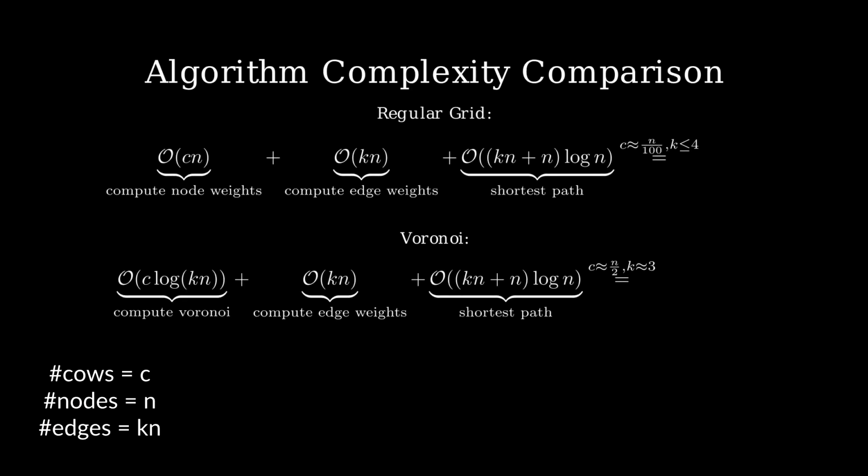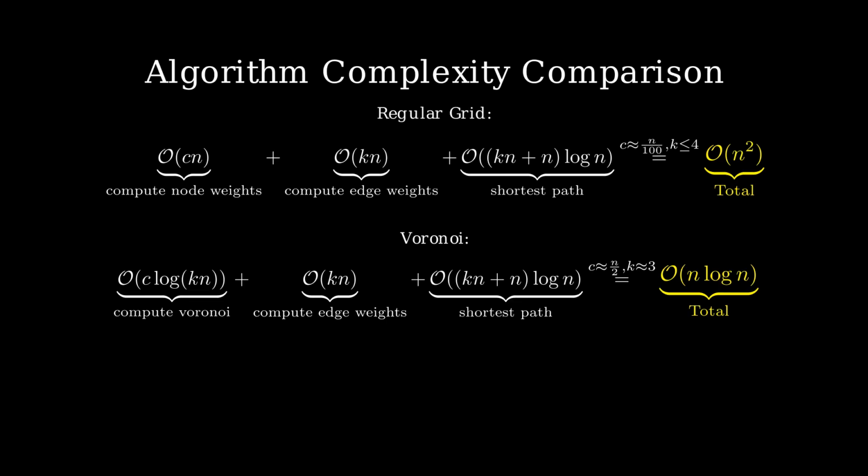This time, the first step is to compute the Voronoi diagram. This is of cost of number of cows multiplied by the logarithm of the number of edges. The second step is computing the edge weights, which is just the number of edges. And the final one is again computing the shortest path using Dijkstra. Solving this time, this whole equation will give us n log n, which is a much better improvement than the previous approach. Even better, we have fewer nodes to compute than on the previous one.